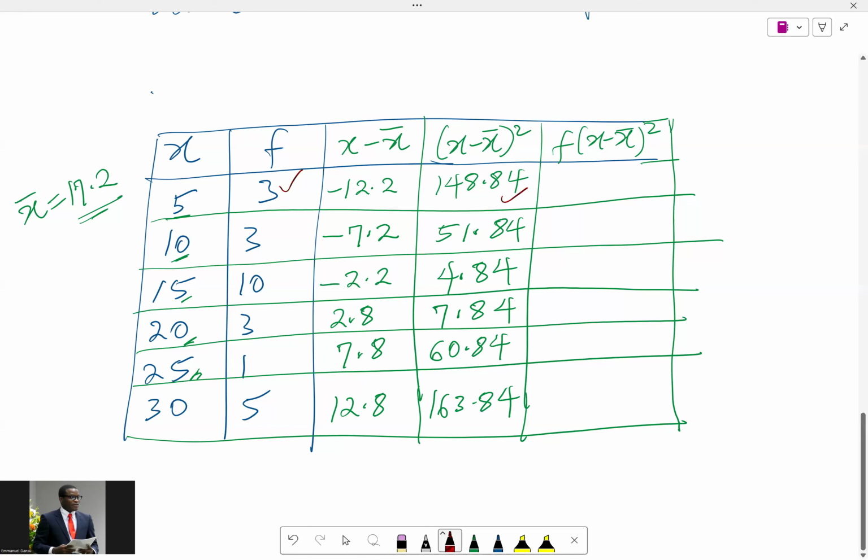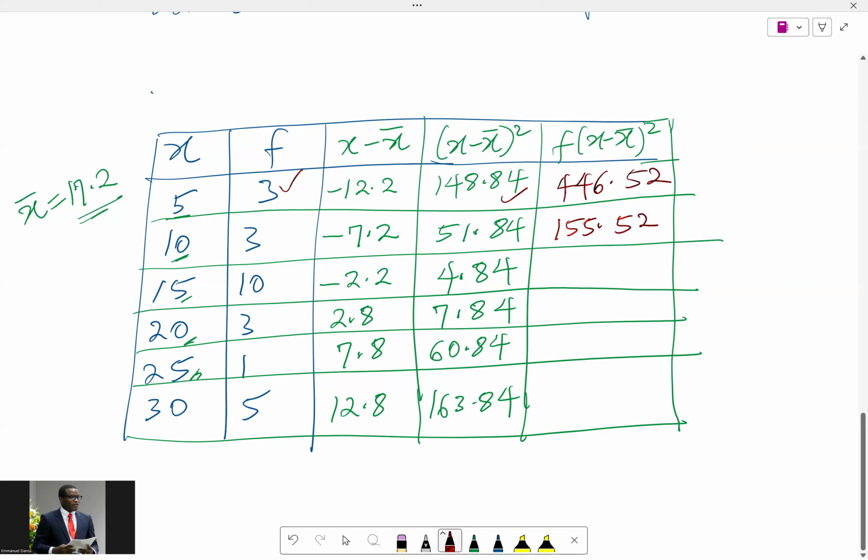Okay, so we now need to multiply f and x minus x bar squared. So let's go for that. 148.84 multiplied by 3. The answer is 446.52. Next, we have 3 times 51.84. That is 155.52.